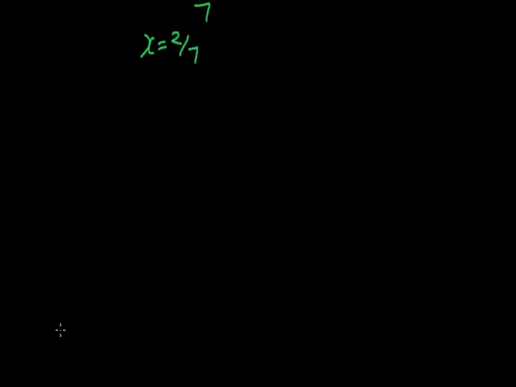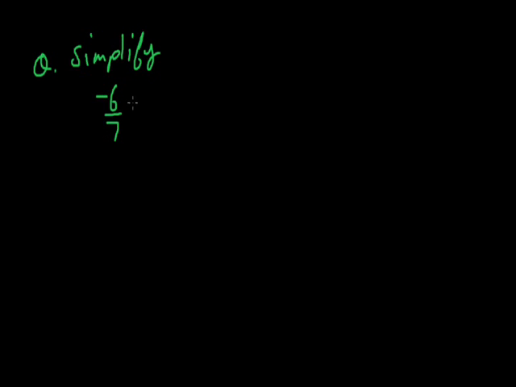Now let's solve one more problem. Simplify minus 6 by 7 plus minus 5 by 6 plus minus 4 by 9 plus 8 by 21. So we have to solve this expression.